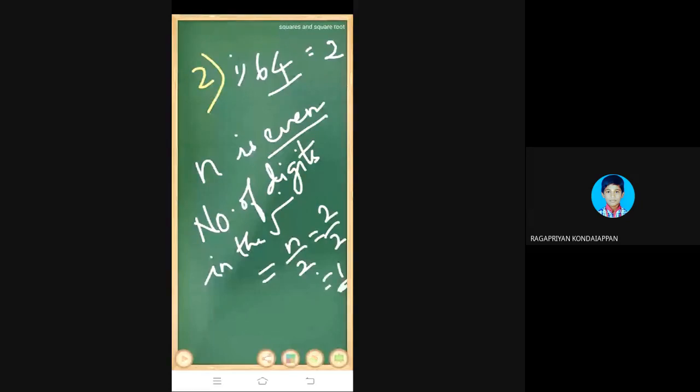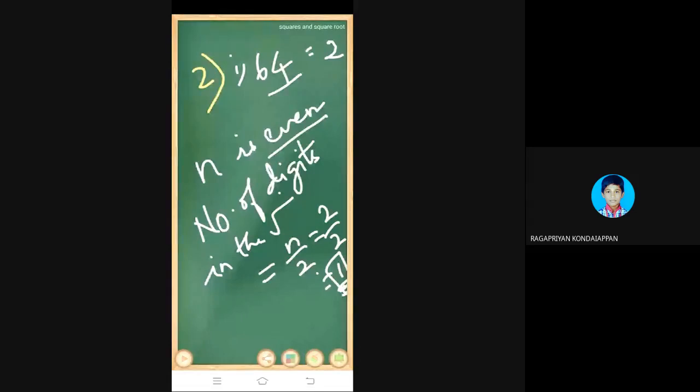So what is the square root of 64? 8. The answer is 8. 8 is a single-digit number, no? Yes, ma'am. What is the answer, children? How many digits will be there in the square root of the given number? So, if n is even, the formula is n by 2.